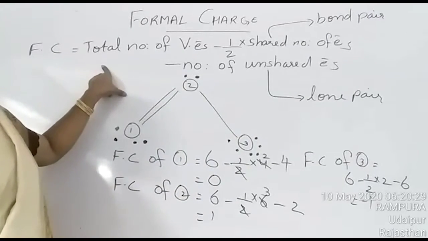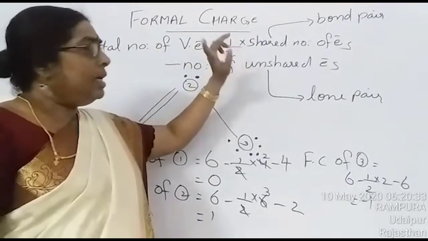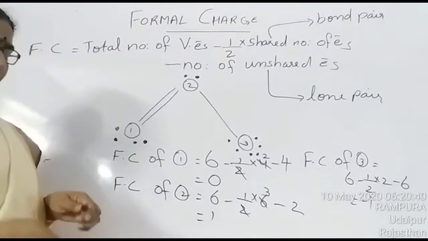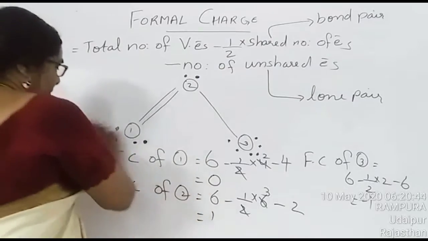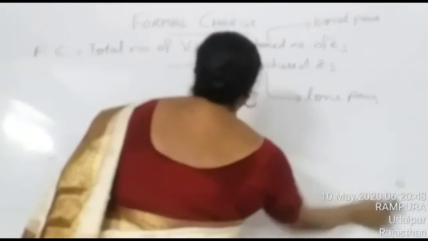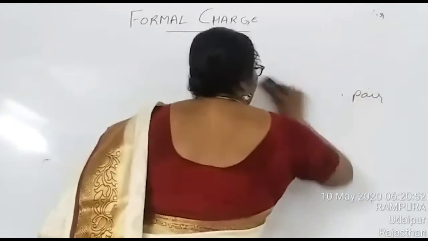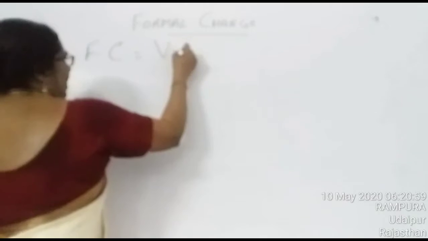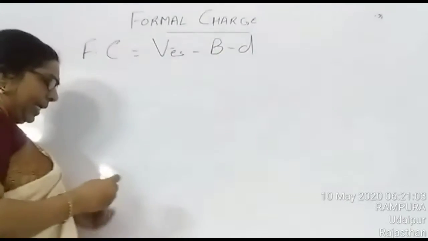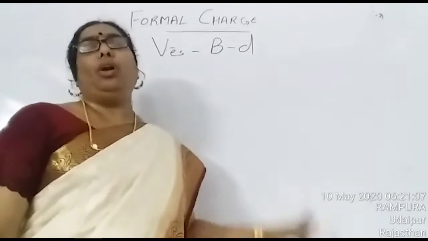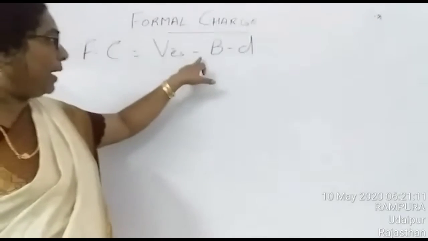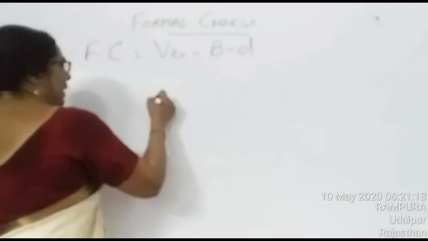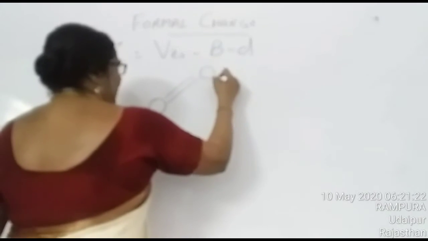So we have seen that formal charge is equal to total number of valence electrons minus 1 by 2 into shared number of electrons minus number of unshared electrons. Now let me explain it with the help of another formula. We can consider the same example, but make a slight change in the formula. We can say that formal charge is also equal to valence electrons minus B minus D, where B stands for the bonds and D stands for the lone electrons. That is, valence electrons minus number of bonds minus number of lone pair of electrons. Again consider the same example, ozone. So this is the Lewis representation of ozone.